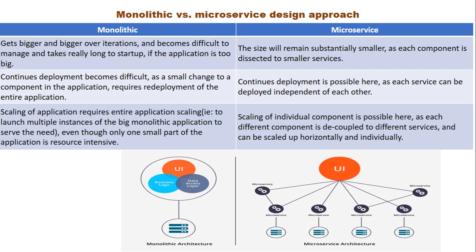touching any other service. In monolithic, you can't do that, because it's one project. If I want to scale it, it's going to scale the whole application. So these are the main three points for which we can choose microservices over monolithic, and because of these three advantages, more and more companies are moving into microservices architecture.